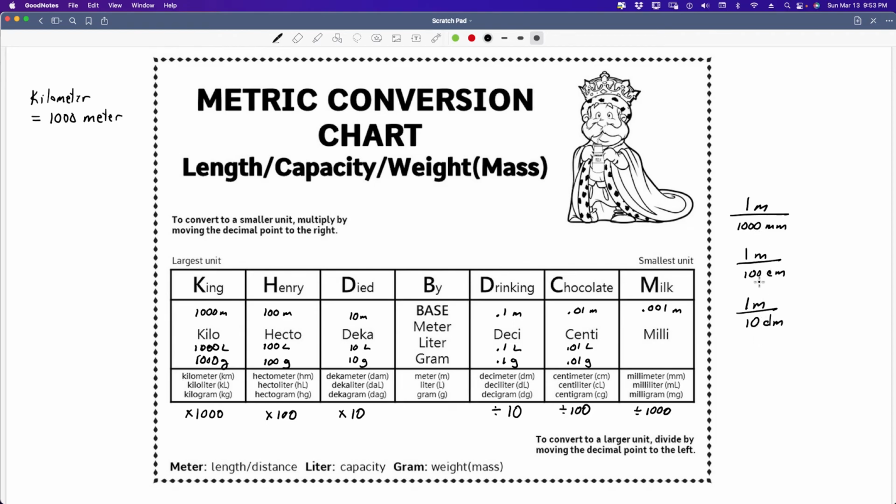It's just a shift of the zeros each time. It gets smaller as it goes away, and as it gets closer, the decimal point shifts back. So 0.001 of a liter is a milliliter. 0.001 of a gram is a milligram. All right, so you take the base and you apply this math to it, and that's what each one of these equals.